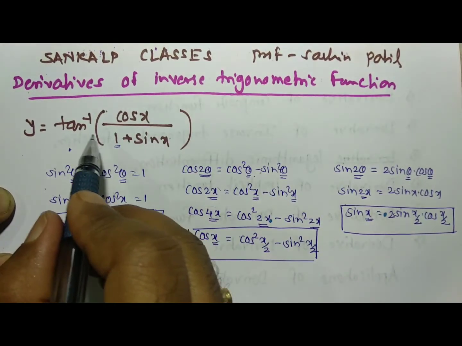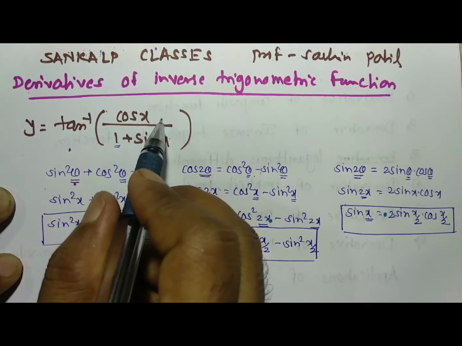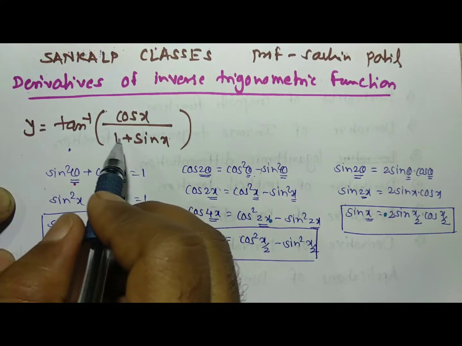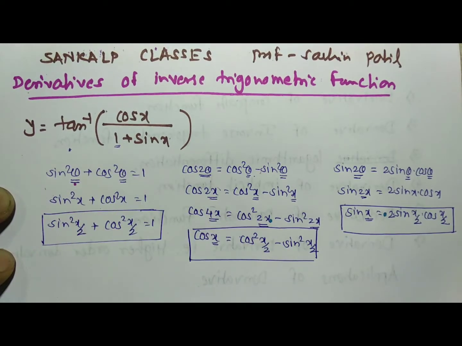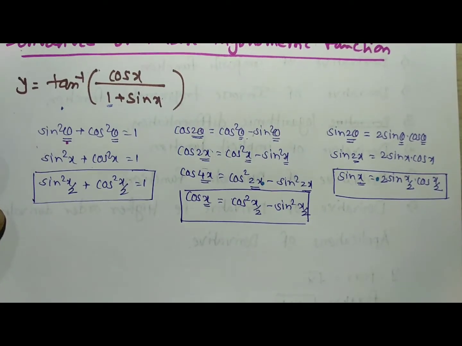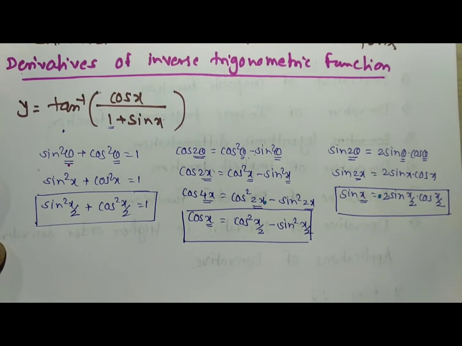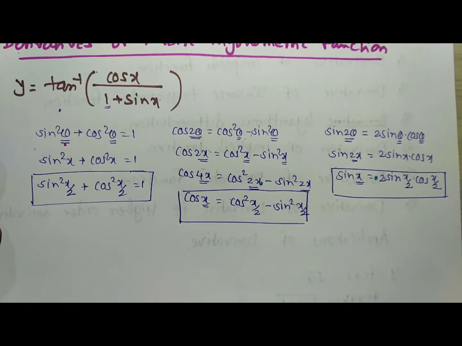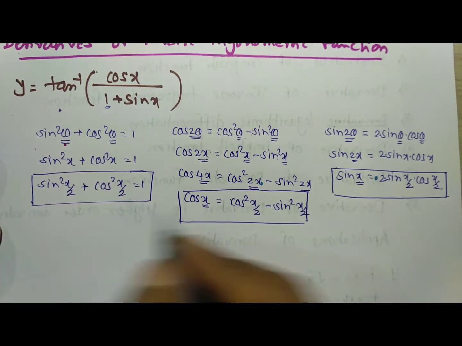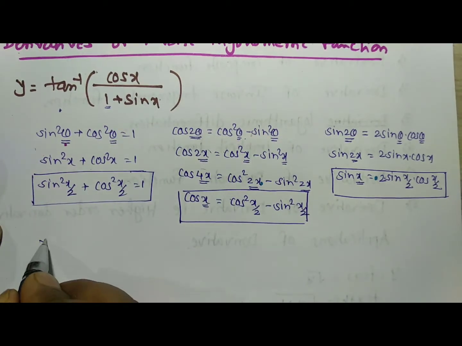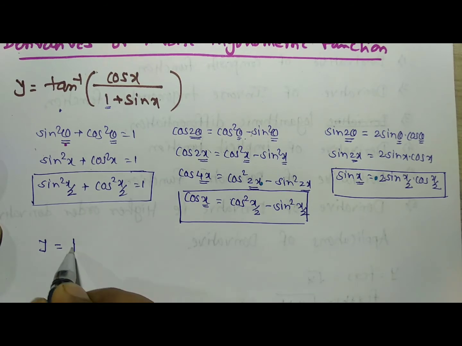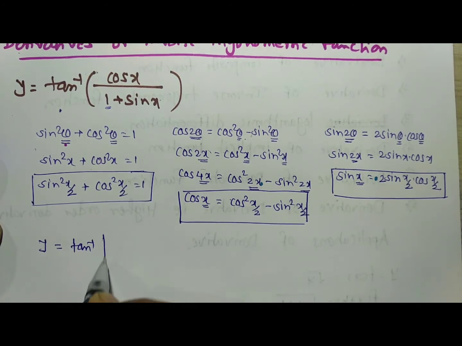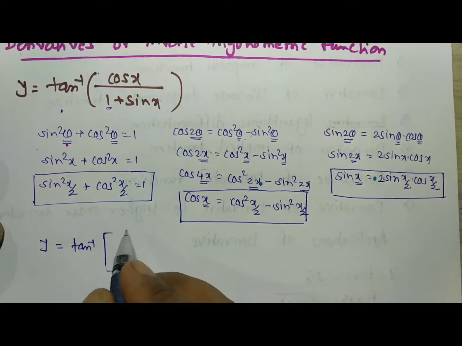You will get the transformation of this expression into a simple one, and by using that simple expression we can find the derivative of that. Y is equal to tan inverse of cos x divided by 1 plus sin x is here, and we have to use those formulas inside that one.